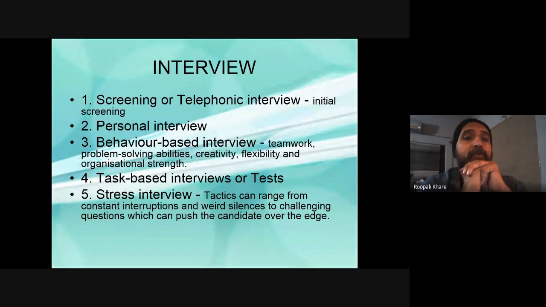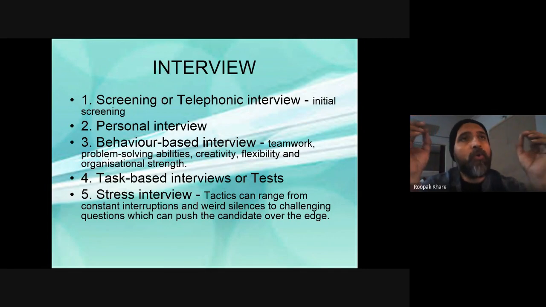Okay, coming to interview. Interview is a very important part of any selection procedure. Firstly, there are various types of interviews. Firstly, in the initial stages, the company or the HR personnel want to know the person whom they're going to try in the coming process.